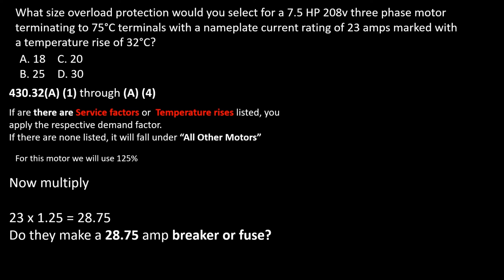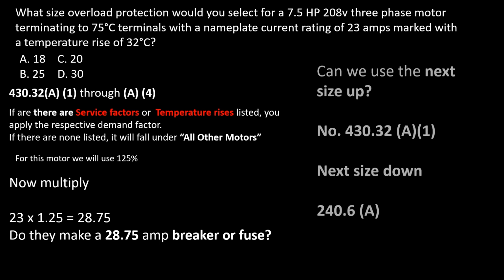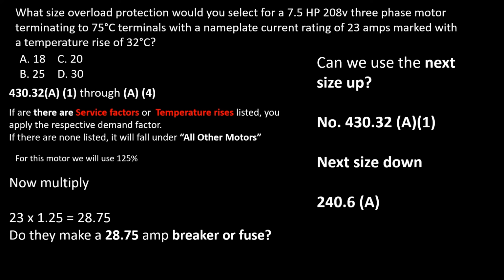Now, they do not make a 28.75 amp breaker, but remember, for motor overload protection only, we have to use the next size down. It's going to be 240.6A, and we're going to select a 25 amp overcurrent device.